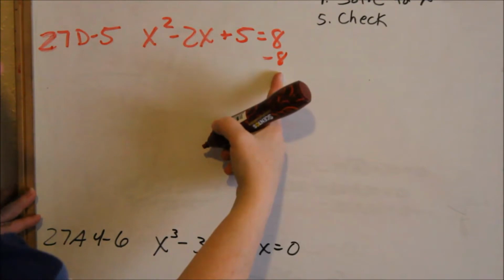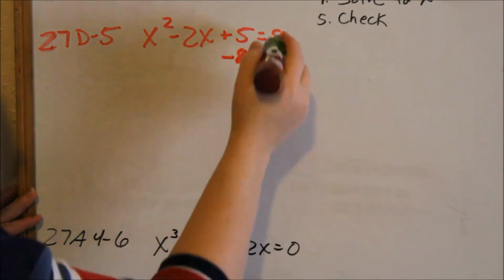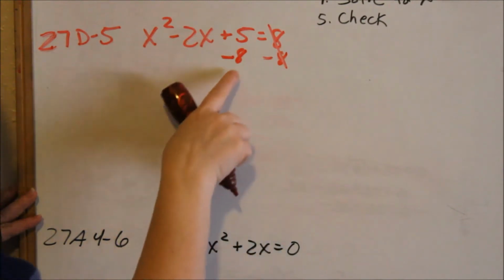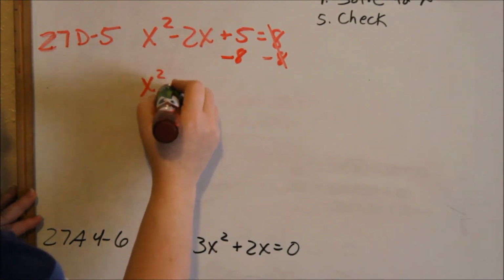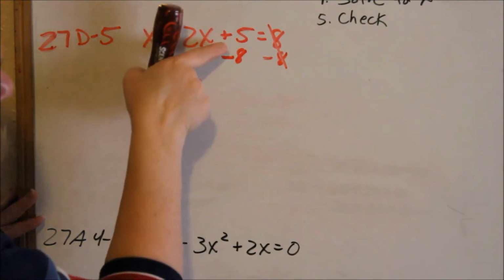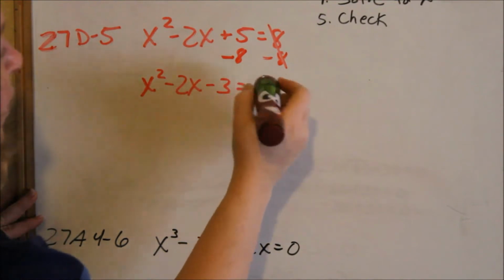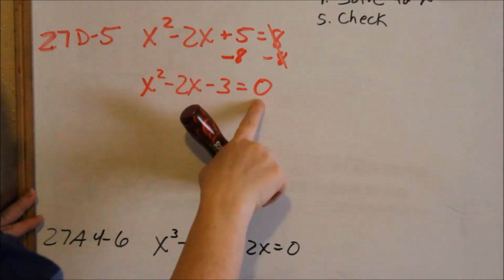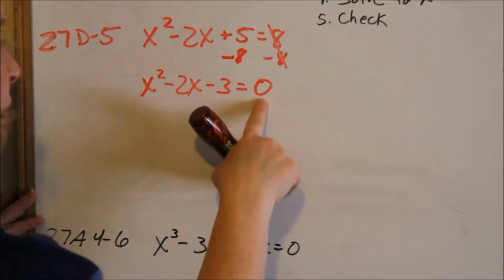If we subtract 8 from the right-hand side, we have to subtract 8 from the left-hand side. So now that cancels and becomes 0, and here we can combine our whole numbers. So our new equation would be x squared minus 2x, a positive 5 and negative 8 is now a negative 3, and then our right-hand side is now 0. It's very important that your right-hand side be set equal to 0.